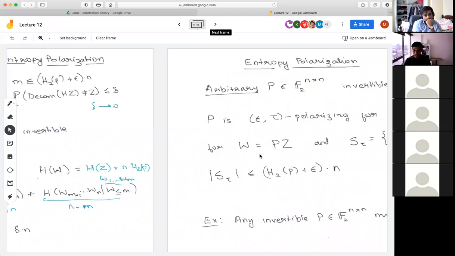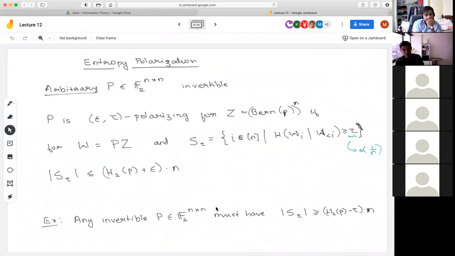And we are basically defining a polarizing matrix as something with such a property, that the outcome is such that in some positions the entropy conditioned on the stuff before it is very close to 1, and in some other positions it's close to 0. We are only saying that the right number of coordinates is close to 0, and just an averaging argument will imply that the rest must be close to 1. So that's why it's called polarizing.